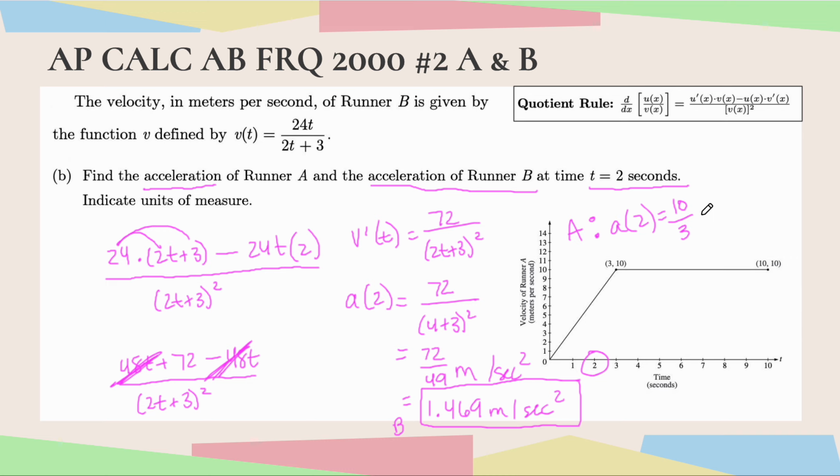And again, plugging that into my calculator quickly on the side or doing it in my head, I got 3.333 meters per second squared. Same units as, of course, for runner B. All right, let me just circle that.